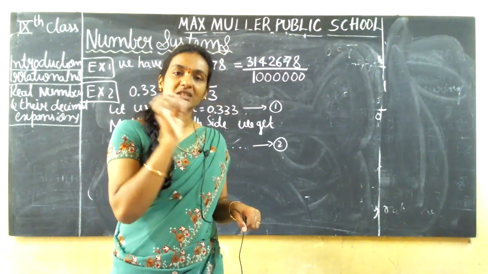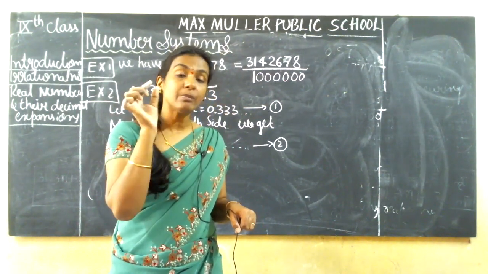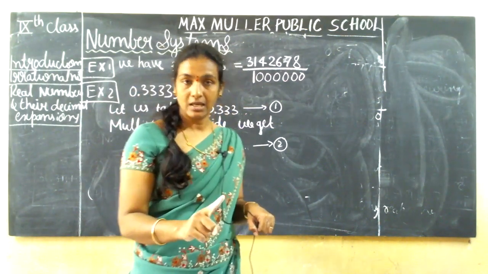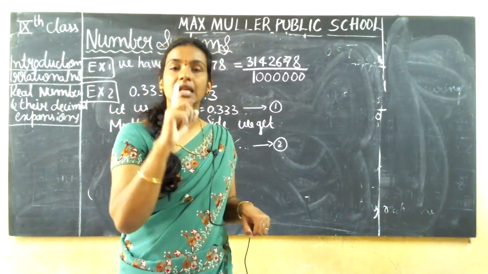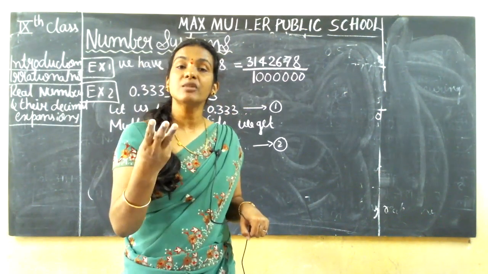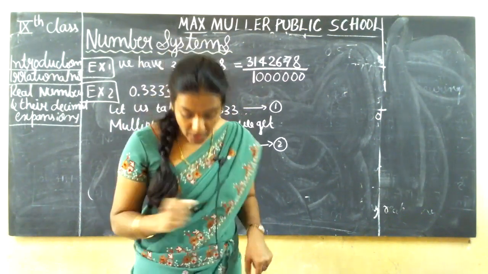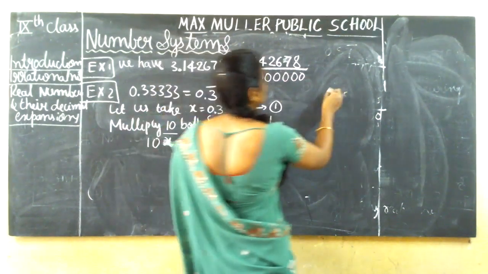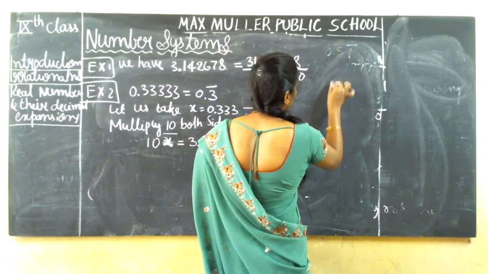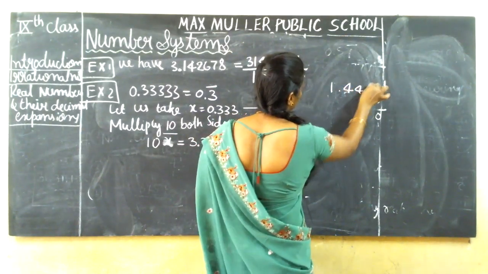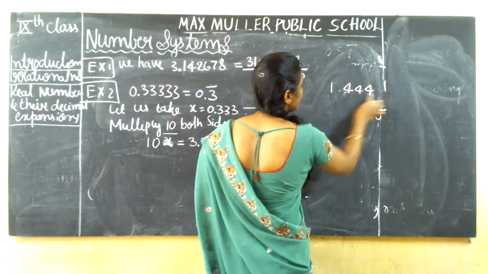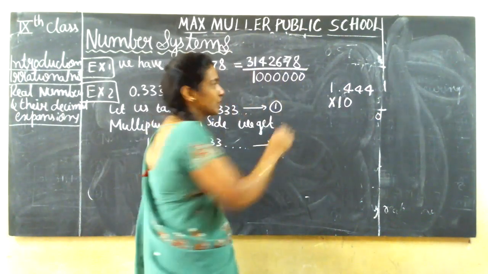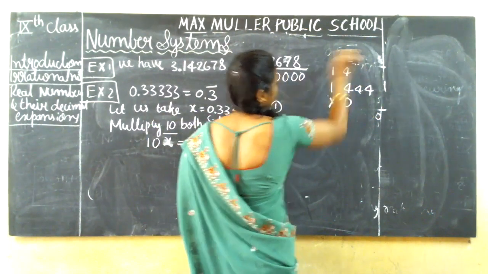Why do you take only 10 to multiply? Because after the decimal point, how many numbers are repeating? If one number is repeating, take only 10. If two numbers are repeating, take 100. If three numbers are repeating, take 1000. Understood? For example, 1.444... Here one number is repeating, so you have to multiply this with 10.